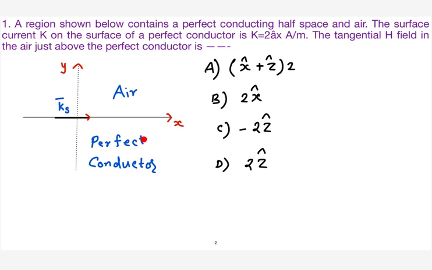So there is a region shown below which contains a perfect conducting half space and air. The surface current K on the surface of the perfect conductor is given, and the tangential magnetic field in the air just above the perfect conductor will be.